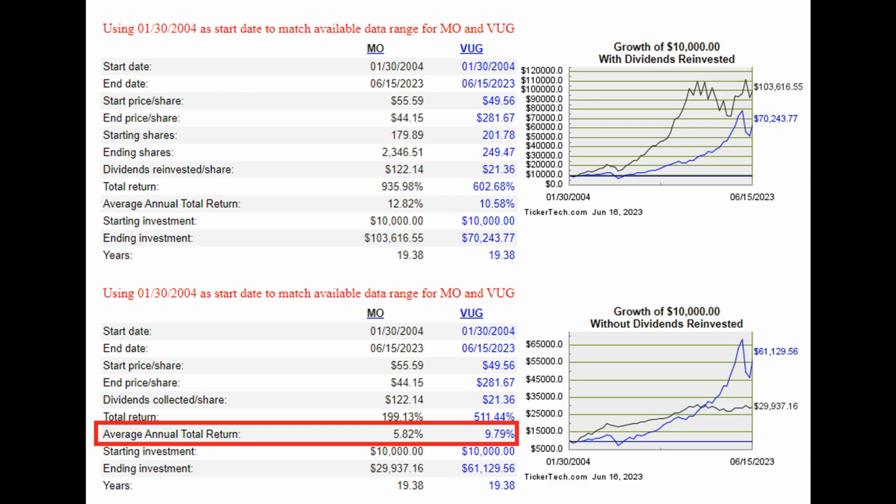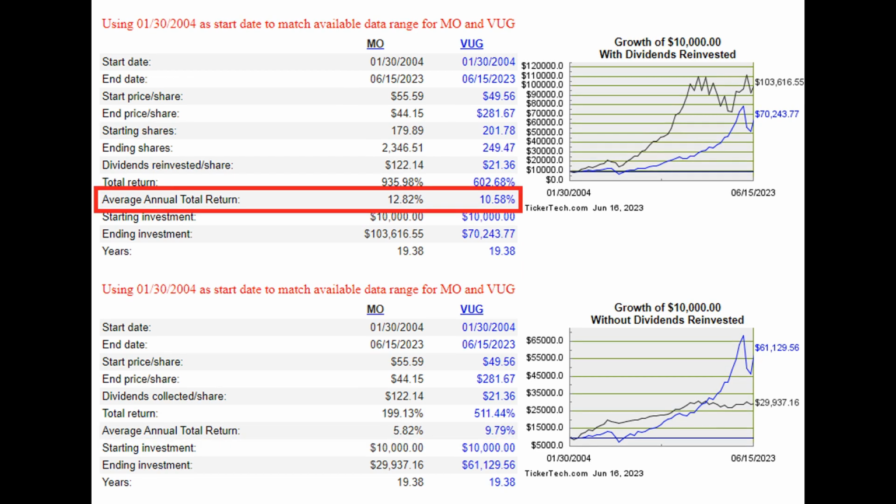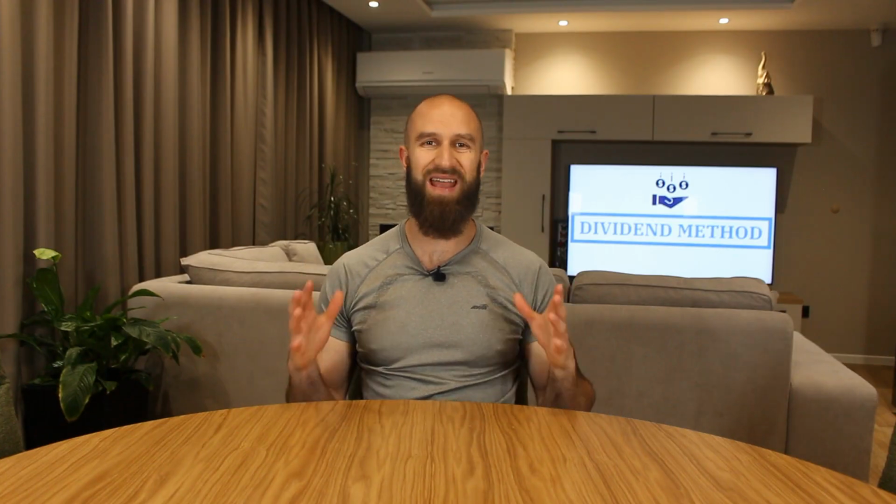As you can see, again, the normal chart shows Altria giving you 5.82% return versus VUG's 9.79%. However, with dividends reinvested, you can see Altria's annual return changing to 12.82% versus VUG's 10.58%. And the tobacco giant is crushing the growth ETF by turning $10,000 into $103,000 versus the ETF's $70,000. Even the almighty S&P 500 loses the battle against these dividend companies when dividends are reinvested.